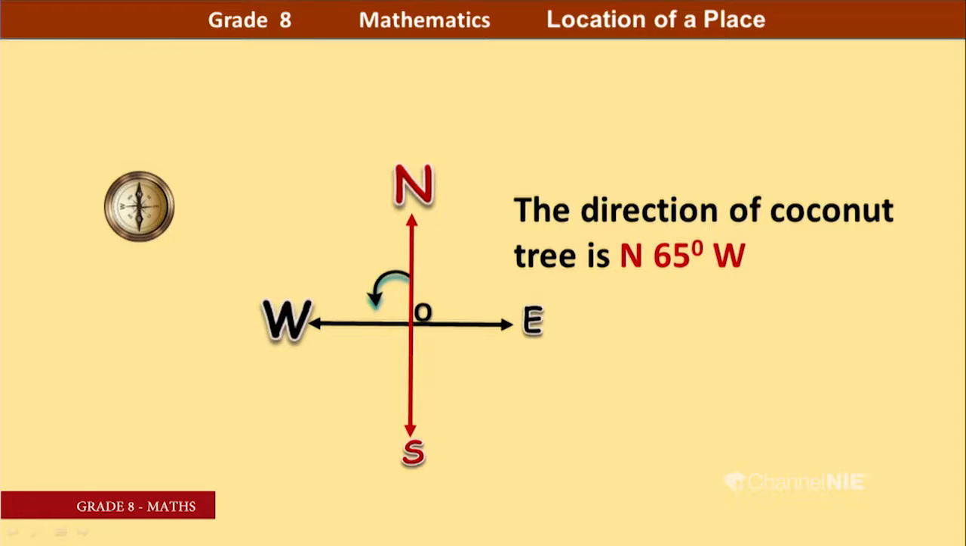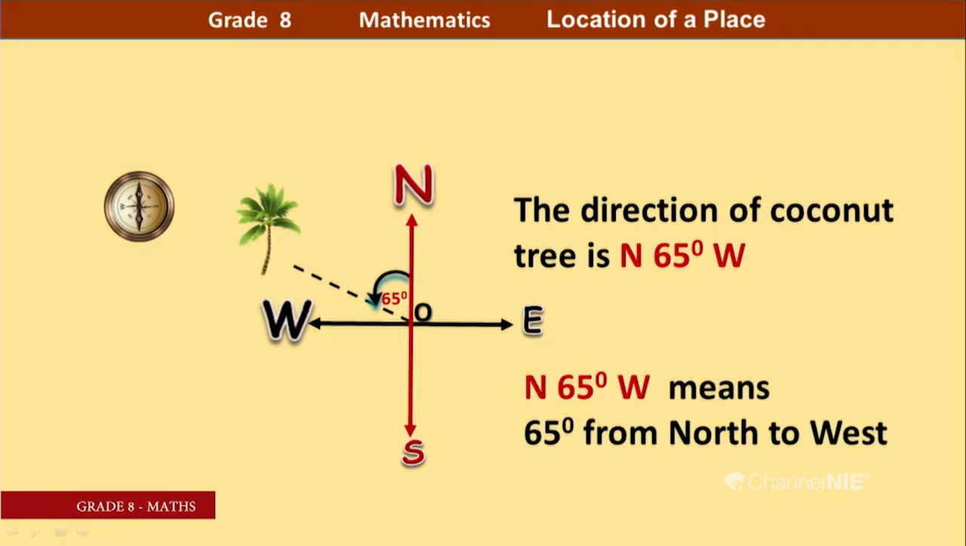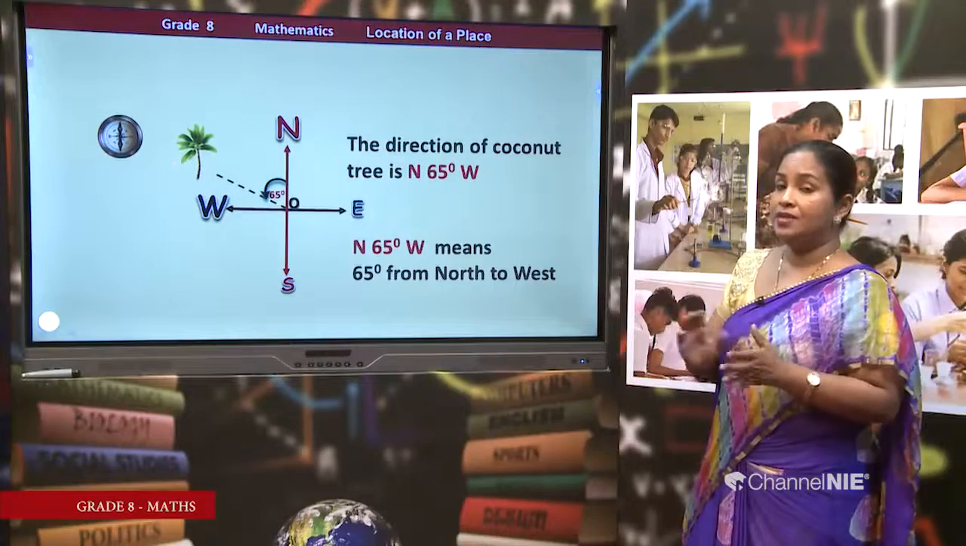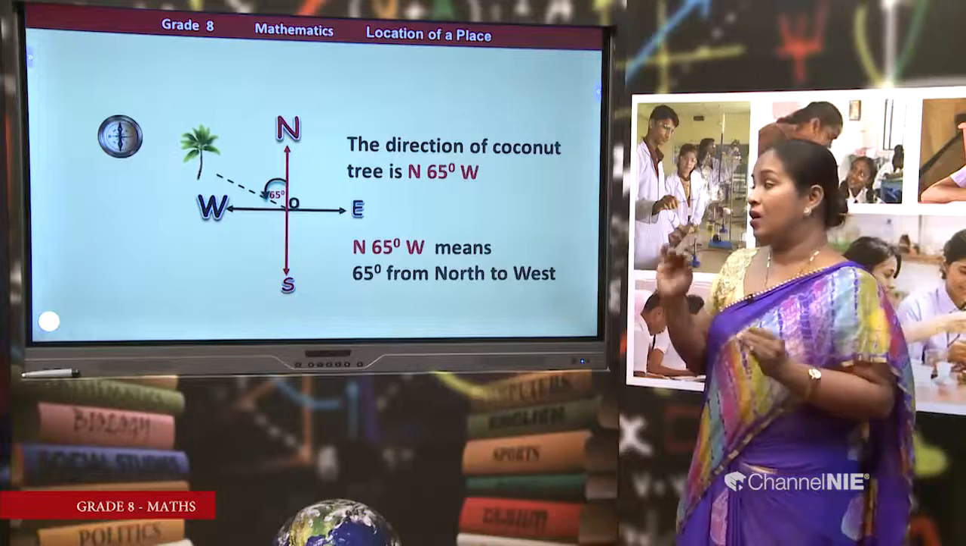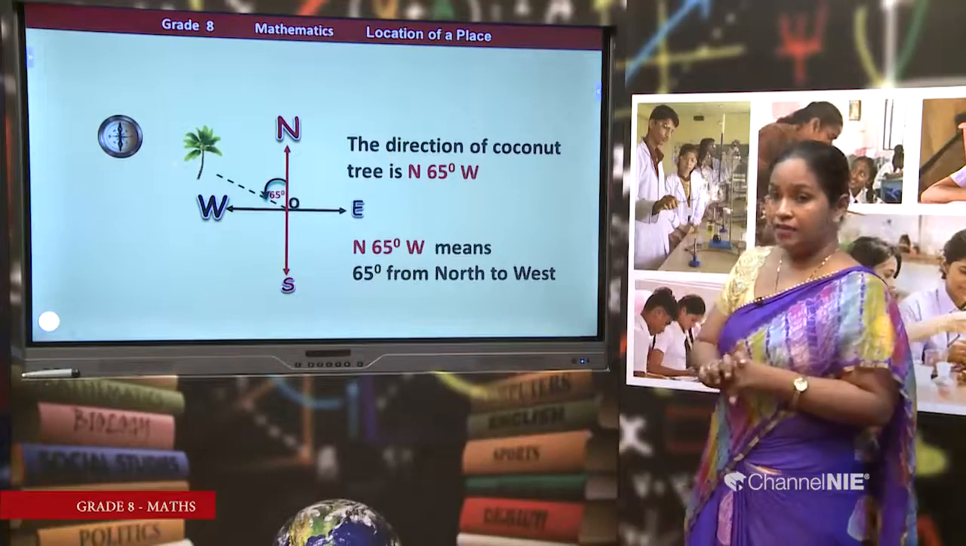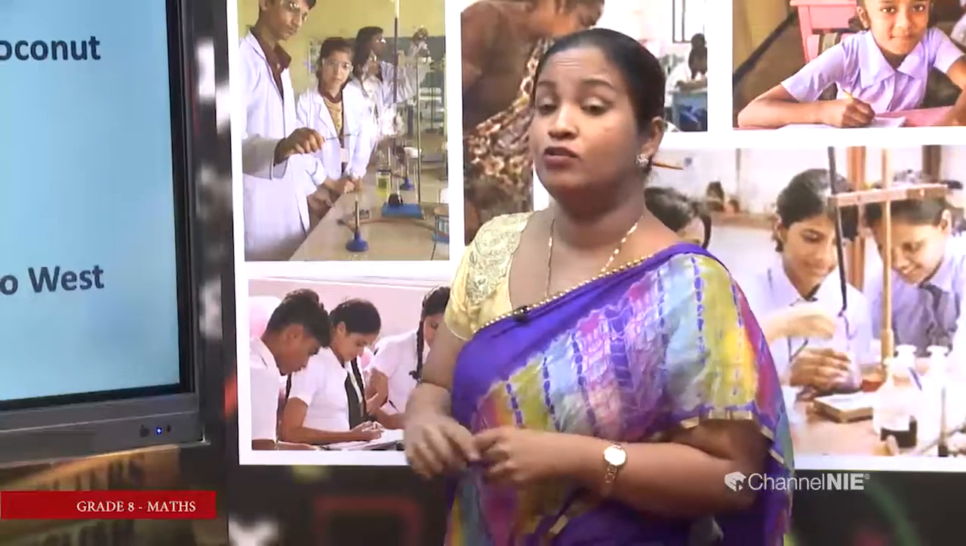It is in between north and west. The angle starts from the north direction. The magnitude of the angle is 65 degrees. Good. So, we draw the line. Oh, there is the coconut tree. So, we can say the coconut tree's direction is 65 degrees from north to west. Is that clear? In all the cases we measure the angle starting from either north or south directions. Very important, because the priority is given to north and south.